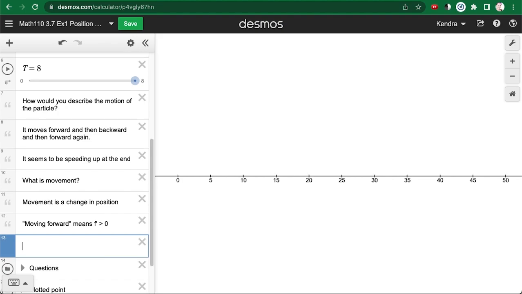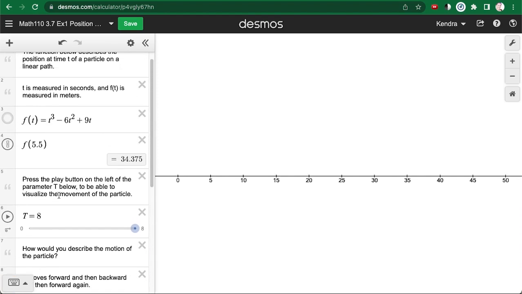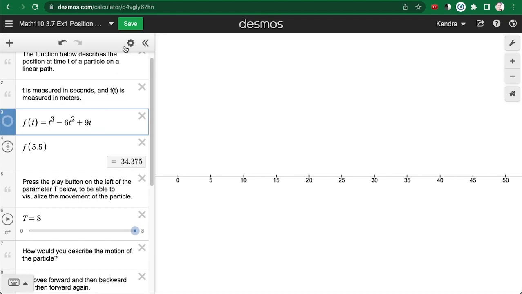F prime is positive, right? And similarly, moving backwards means that the derivative f prime is negative. So what we should be doing is looking at the derivative of f. I want to see what the derivative of f is, and when the derivative is positive and when the derivative is negative. Okay, and that will tell us on a time scale when the particle is moving forward and when it's moving backwards.